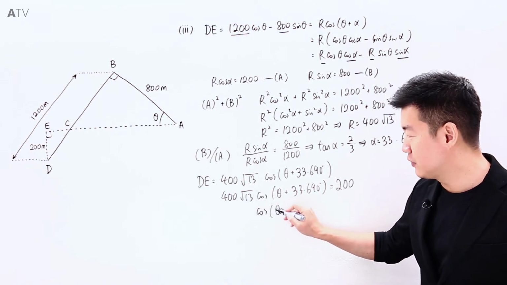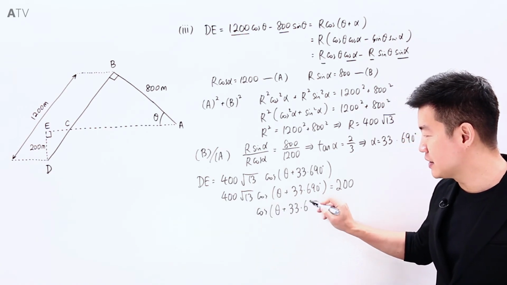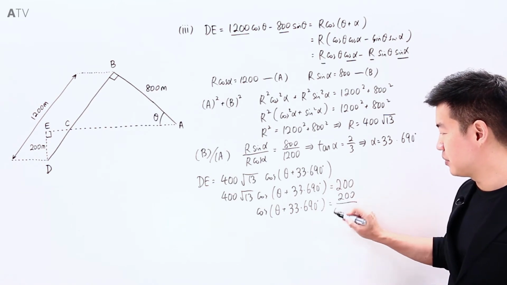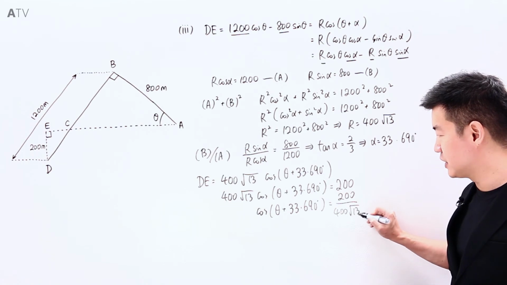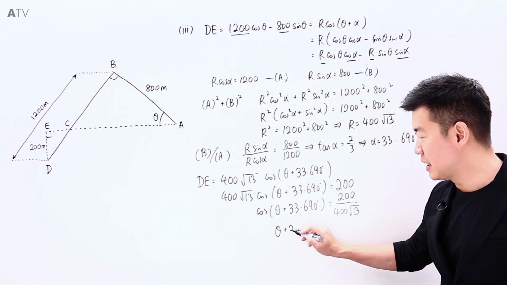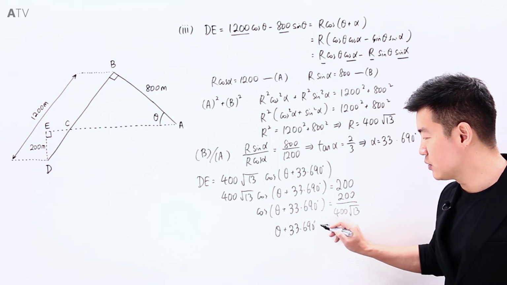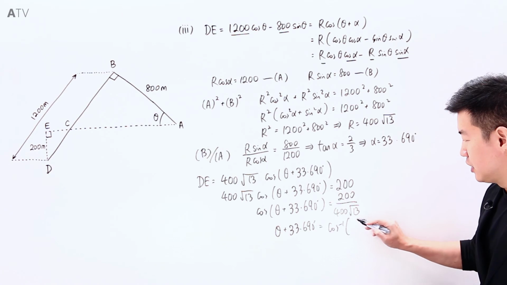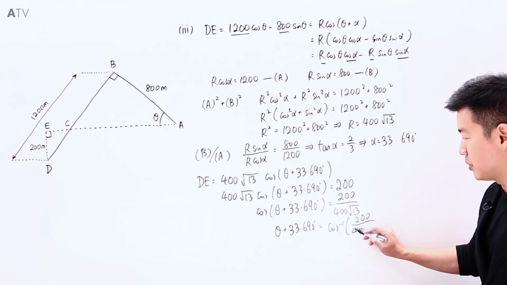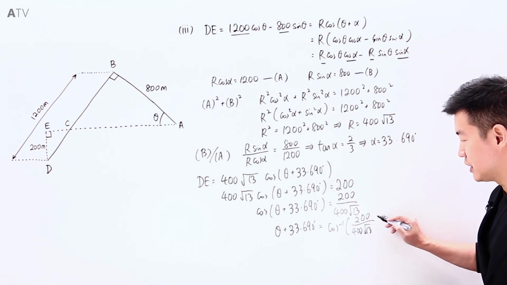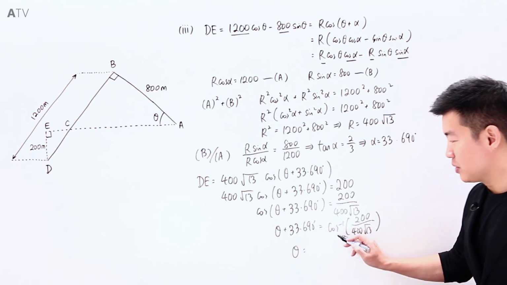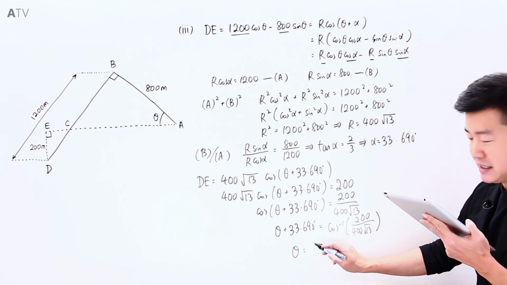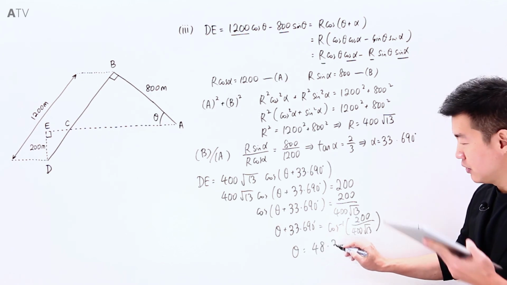So cosine of theta plus 33.690 degrees is going to be 200 divided by 400 square root of 13, which means that theta plus 33.690 degrees is just simply going to be cosine inverse of this, 200 divided by 400 square root of 13, which means that theta is going to be this, minus away 33.690 degrees, and this will give me theta to be 48.3 degrees.